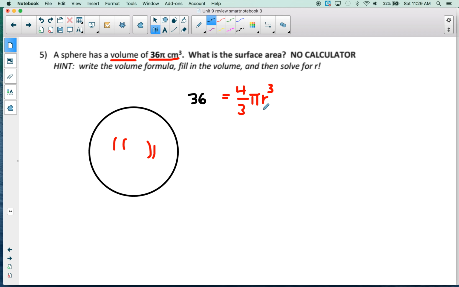Well, we can solve for r. There's only one variable in this equation. This is an equation. They gave us 36 pi, excuse me, I forgot the pi. 36 pi. We're not going to put the units in for this work because we're going to do some algebra work. Okay, so we want to solve for r.